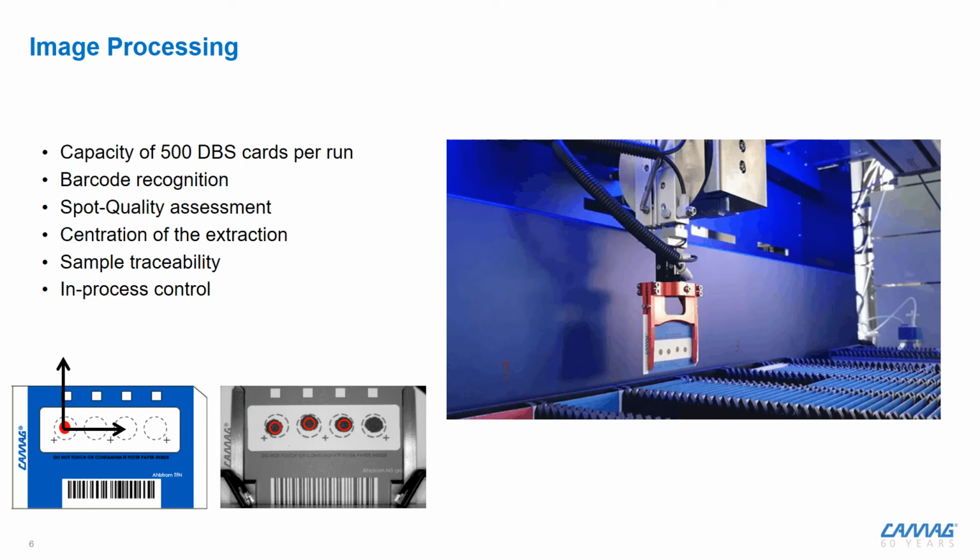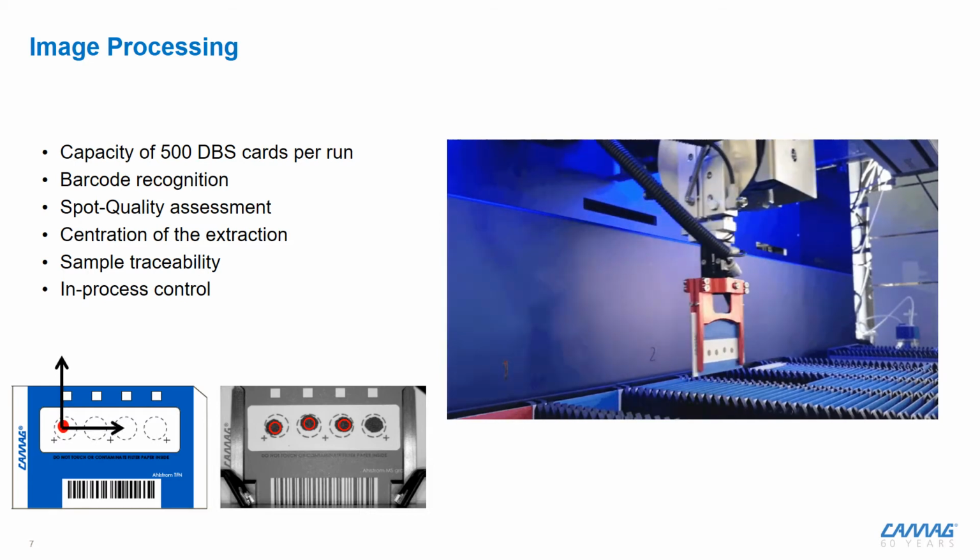The robotics can transport up to 500 cards to the modules, which you can see in the back. First, it will go to the camera unit, where we scan the label and the spot quality. It is important to always extract from the very center of each dry blood spot because of the volcano effect, which I mentioned before. If we treat the calibrators and the samples the same way, this effect is absolutely nullified. We also get a process control of the spot quality and can set this to certain criteria. And here we can see the robotics in action.